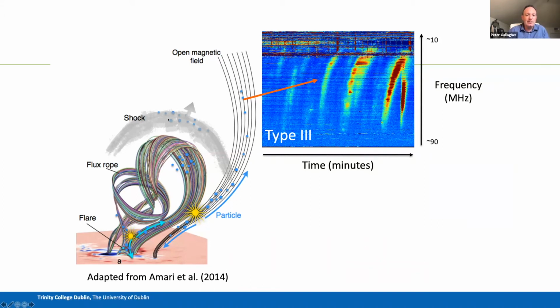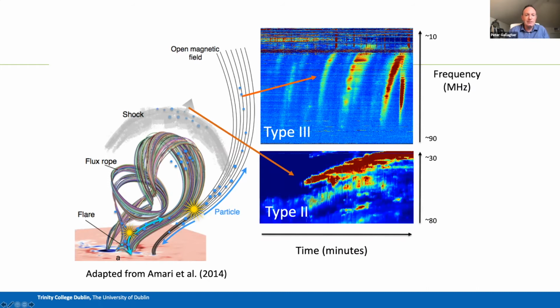Shock waves as well, here they generate these features called type 2s. So these are type 3s, these are type 2s, and these are slowly drifting features, which the drift rate is more related to the velocity that the shock is propagating at.